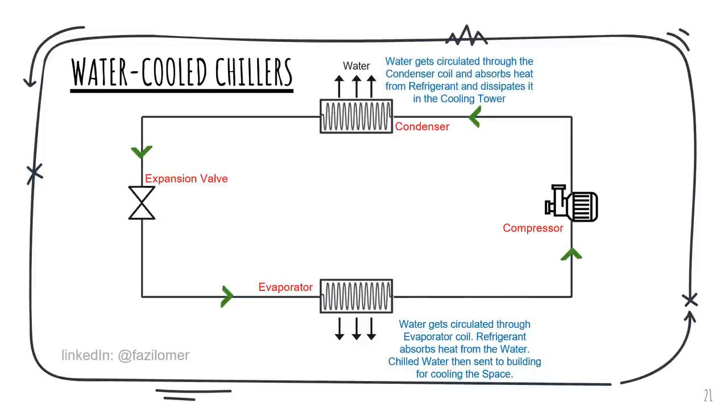In a water-cooled chiller, water from the cooling tower gets circulated through the condenser coil and absorbs heat from the refrigerant, and dissipates this heat back into the cooling tower. Let us discuss this in detail in the next slide.